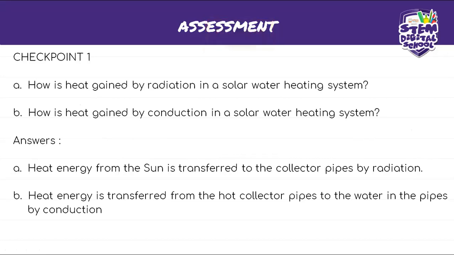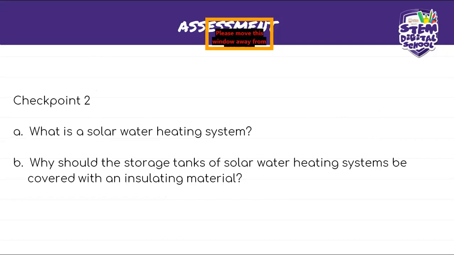So check 1A: heat energy from the sun is transferred to the collector pipes by radiation. That's good, some of you got it. If we're going to mark that, 2 marks there. Then B: heat energy is transferred from the hot collector pipes to the water in the pipes by conduction. You remember conduction is a kind of heat transfer in which the molecules transfer energy from where the temperature or heat is more to where the temperature or heat is less. Very good. I hope you are taking note of the answers here for correction's sake. All right, let's go to the next.